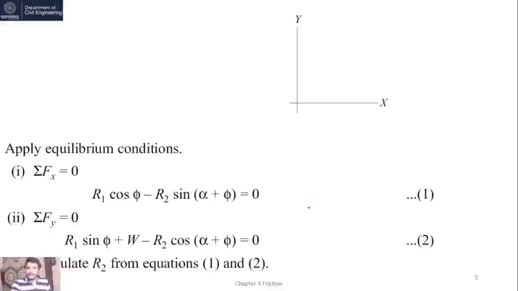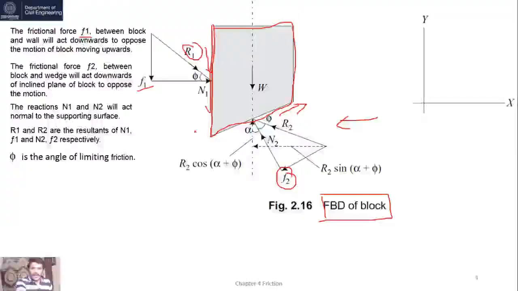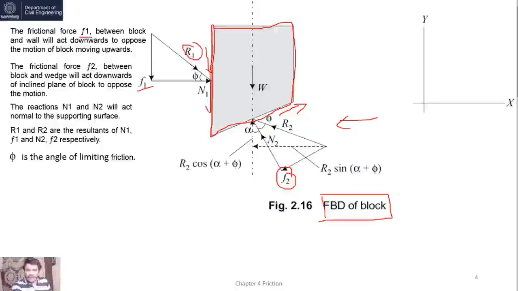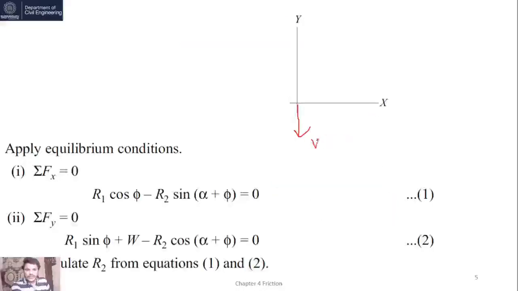Then I need to draw the force diagram for this case. The downward force is acting here. I always take the resultant because it is a common force replacing these two forces, so I will take the resultant force. So this is W, this is R1, and this is R2.